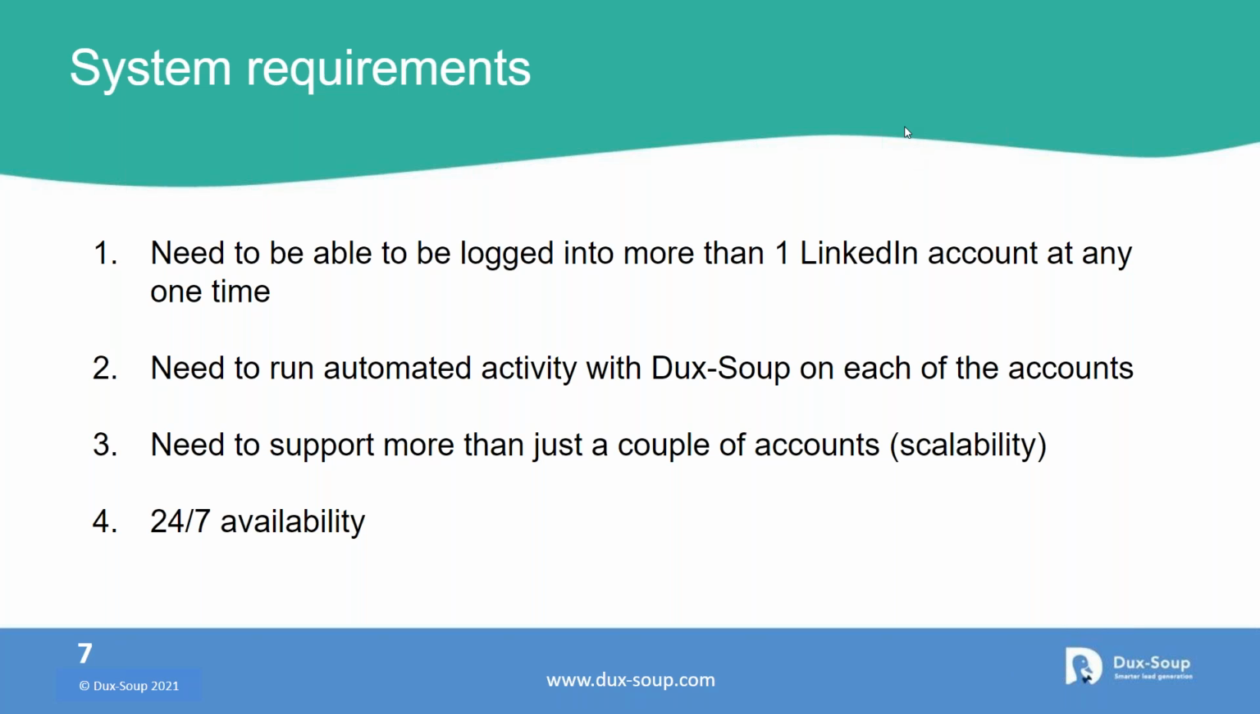So the system requirements we're thinking about here are for multiple accounts being used in parallel. We're talking about the need to be logged on to more than one LinkedIn account at any one time. We've demonstrated how you can do that by creating new Chrome accounts. So it's 1 Chrome account per LinkedIn account per Dux Soup account. You want to run automated activity with Dux Soup on each of these accounts in parallel. So that's where hardware requirements need to be considered, the configuration and the size of the hardware that you have. The need to support more than just a couple, so that's the scalability, looking at building up.